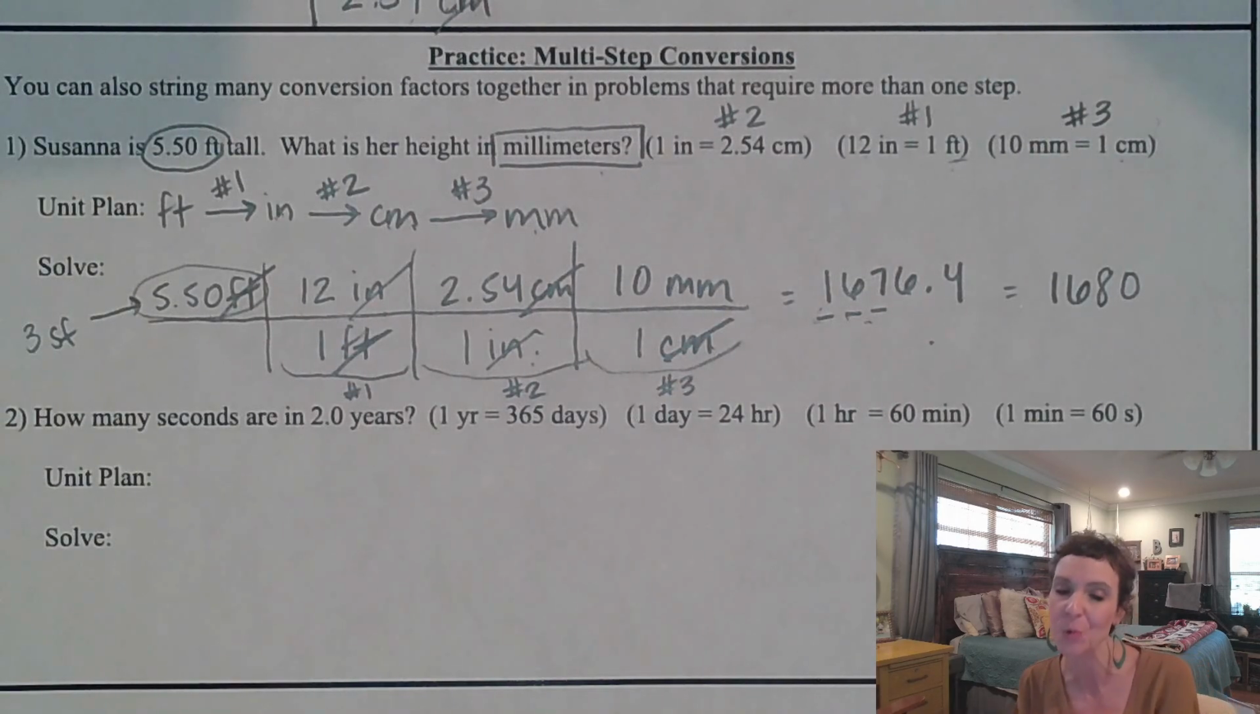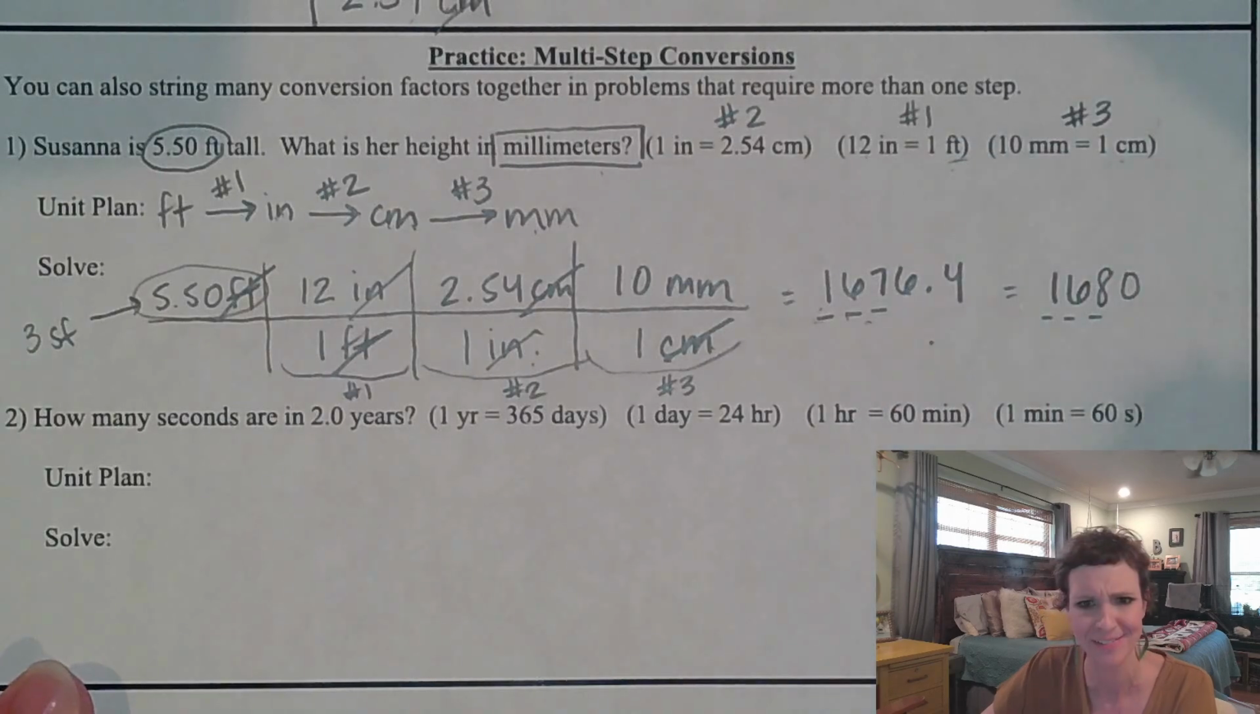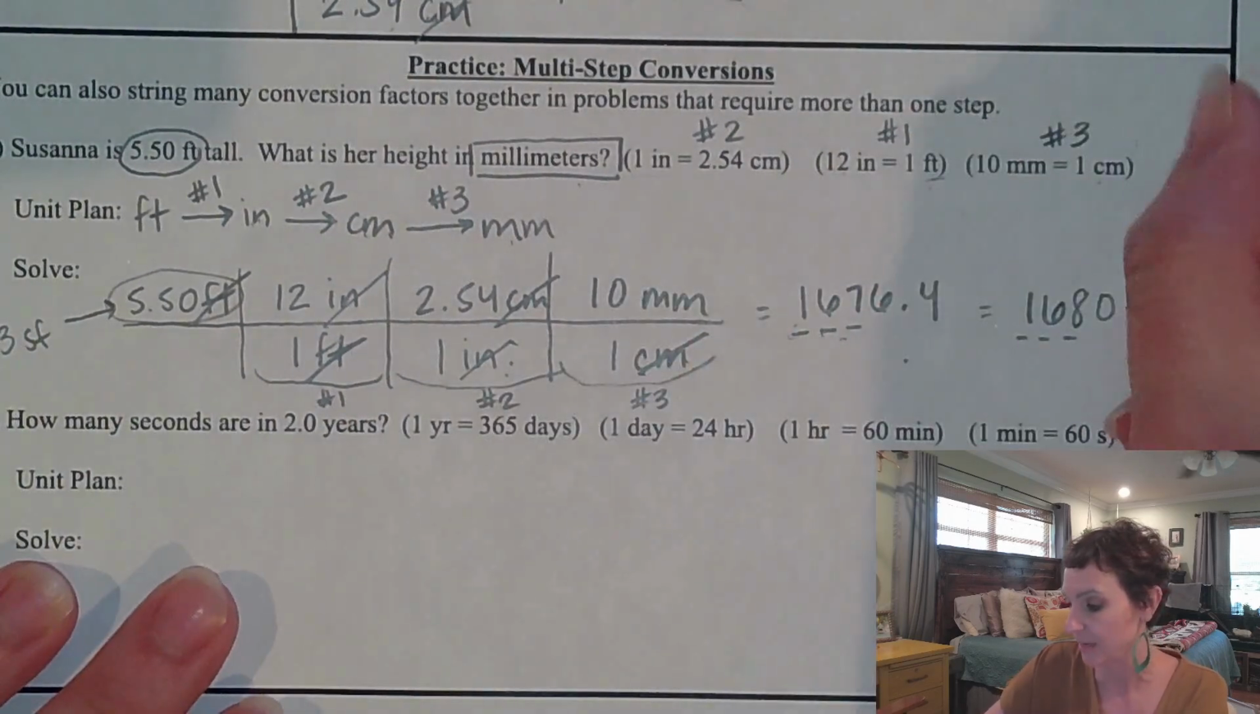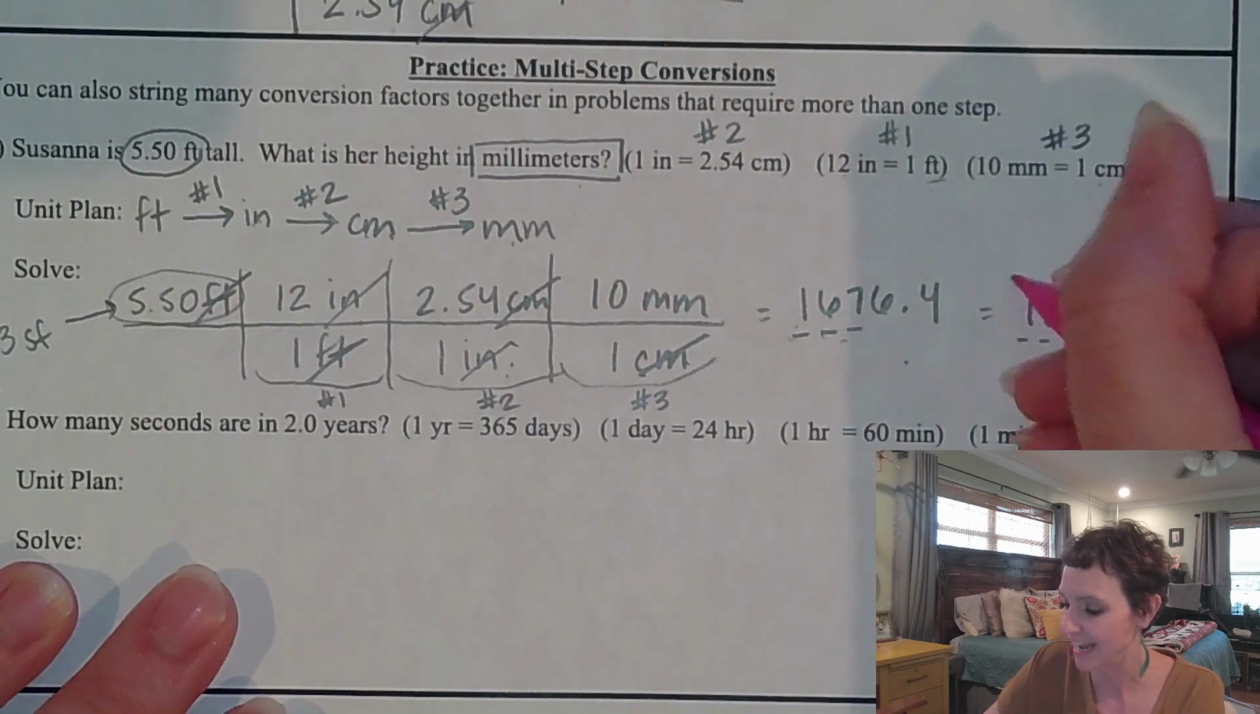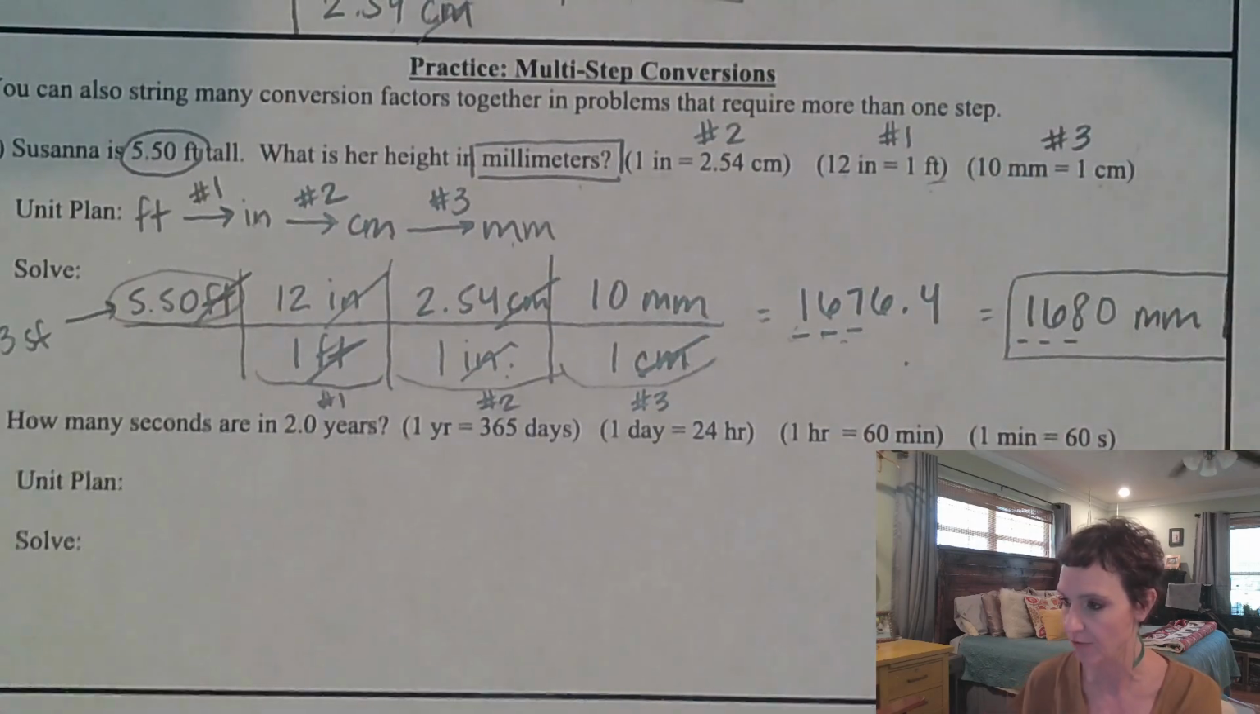Well, remember the rule with my ending zeros? As long as there is not a decimal in the number, this number still has 3 sig figs. So congratulations. But before you walk away, make sure you pop the units at the very end. The units are millimeters. What I did not cancel off and what I'm asking you to solve for.